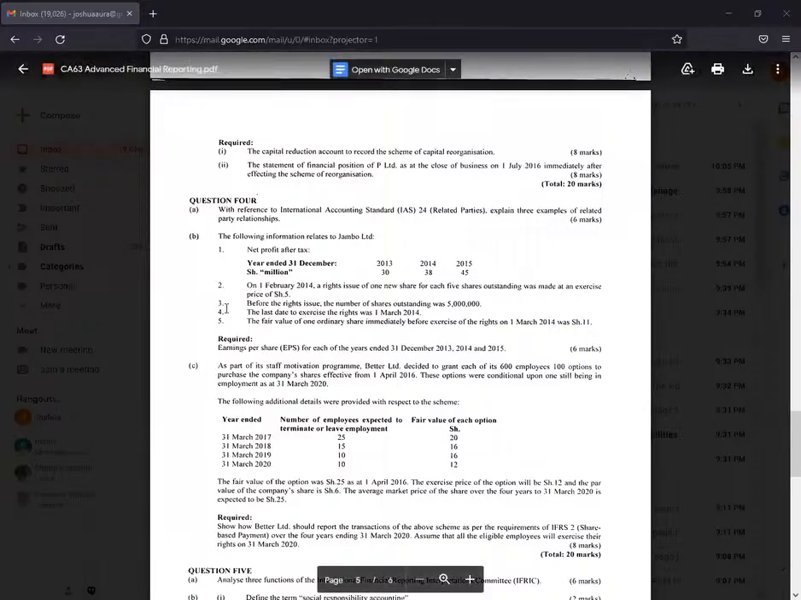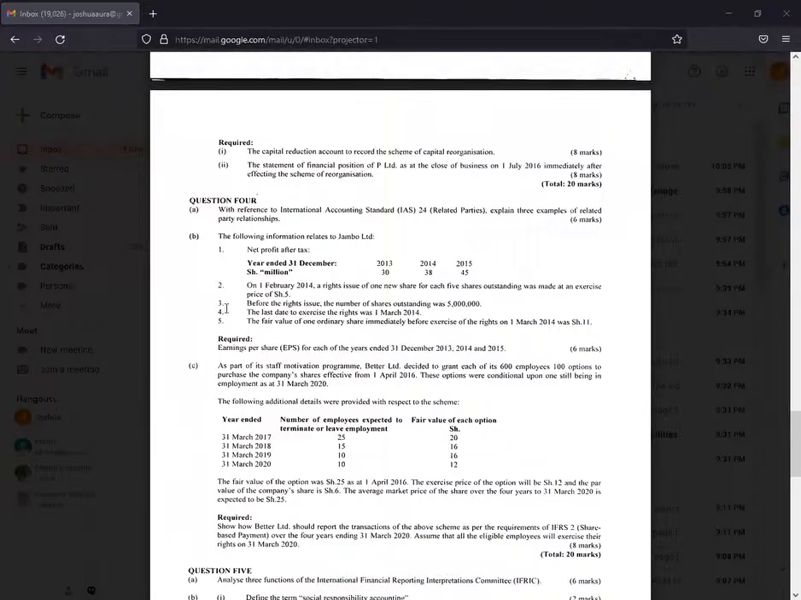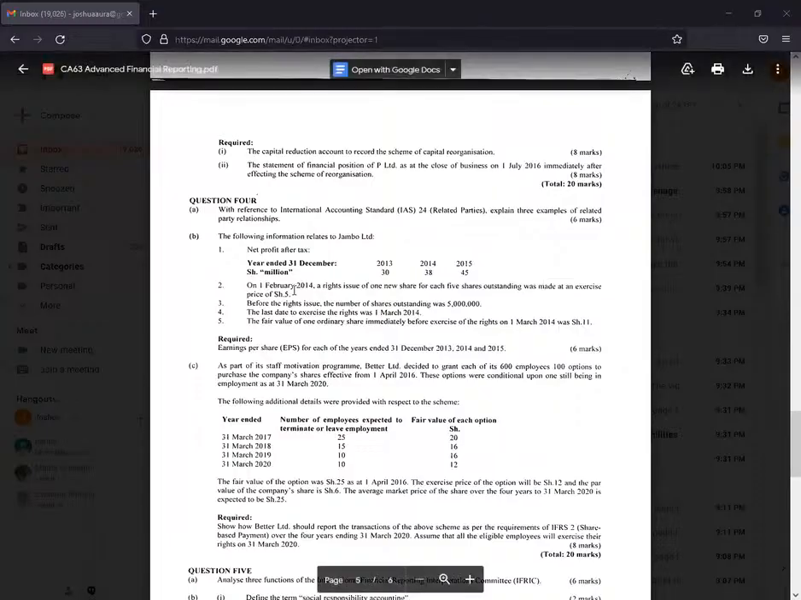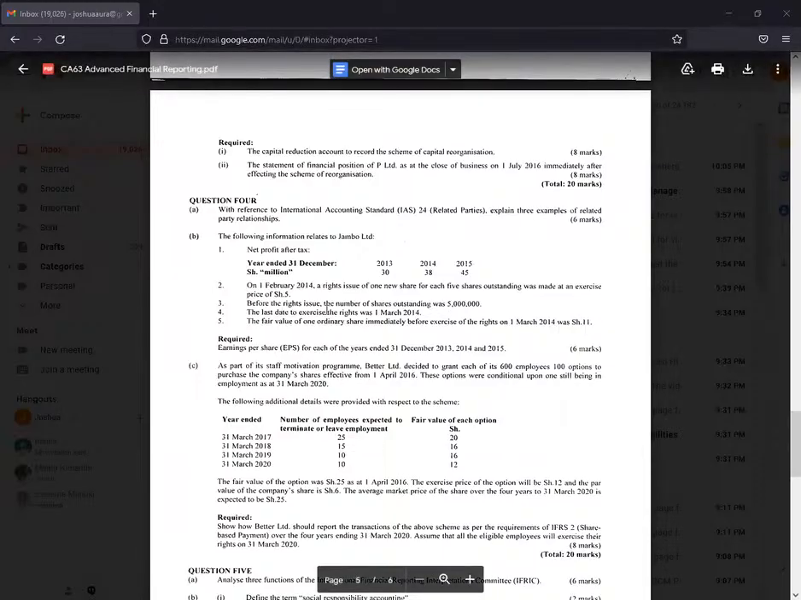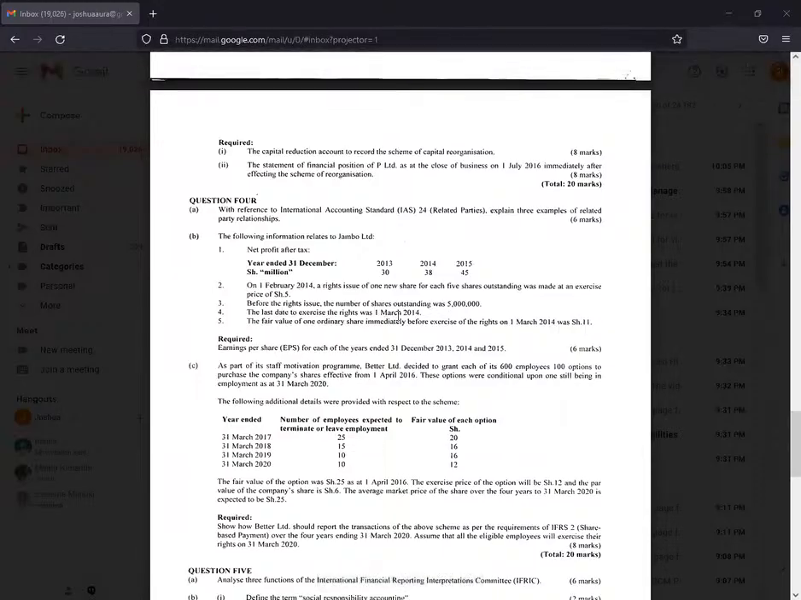On 1st February 2014, a rights issue of 1 new share for each of the 5 shares outstanding was made at an exercise price of shillings 5. All right. Before the rights issue, the number of shares outstanding was 5 million. The last date to exercise the rights was 1st March 2014. Note number 4 is noise. I'll delete it. They're simply putting it there to confuse the easily confusable students.